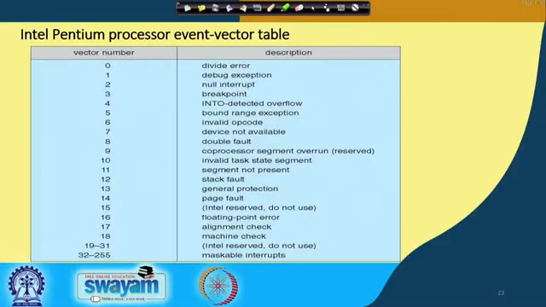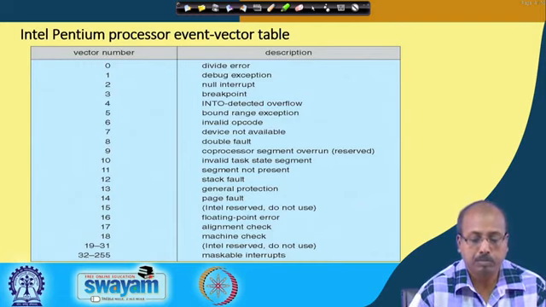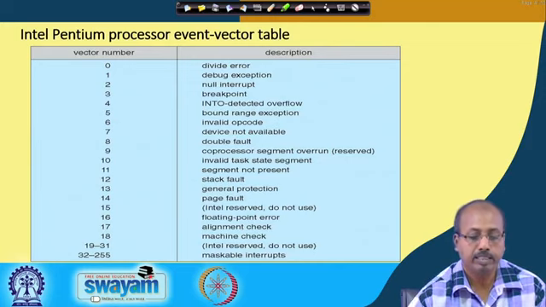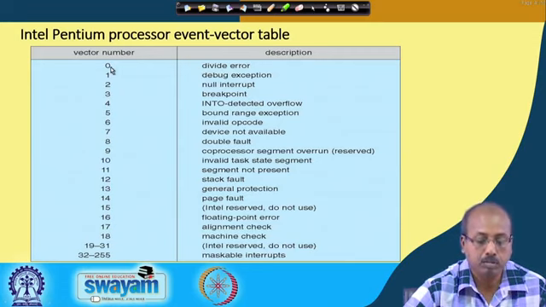This is a typical example of the Pentium event vector table for the Pentium processor. The purpose is just to tell you what sort of interrupts or operating system services may be there. Interrupt vector number 0 is reserved for divide error. If there is a divide error, then the processor will transfer control to this particular vector, and as an OS designer, we have to write the routine corresponding to interrupt vector 0.